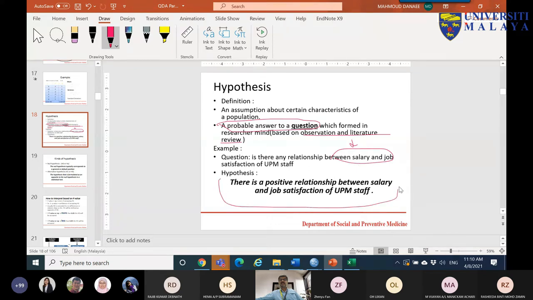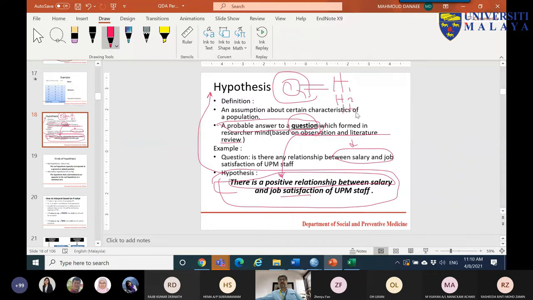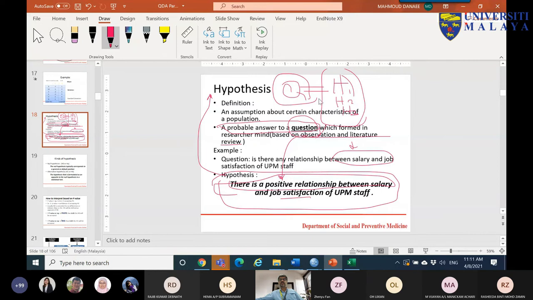And then I came up with this question. Is there any relationship, positive relationship between salary and job satisfaction? Correct? This question came through observation. So when you formulate your research questions, then you can convert them to your probable answer. What is my probable answer to this question? A positive relationship between salary and job satisfaction. It is your hypothesis. So each question should tally with the hypothesis. It means when you design your research questions, maybe you break them down into some hypotheses, hypothesis number two, number three, separately. But rationally they should be linked logically with the questions. Clear?